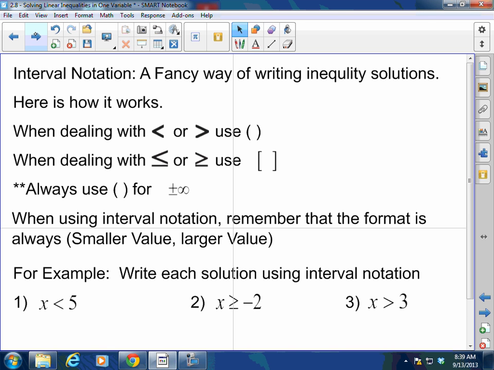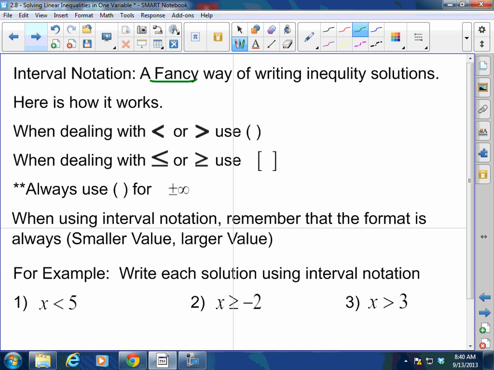Interval notation. Look at the way I said it. It's a fancy way of writing inequality solutions. Not only is it fancy, but it's really the mathematical way. That is the professional way. If we were engineers or architects or stuff like that, we'd be using interval notation. We're not going to use set builder. Set builder is a little bit elementary for the higher mathematics. This is quicker. This is easier. And I'll show you how it works right now.